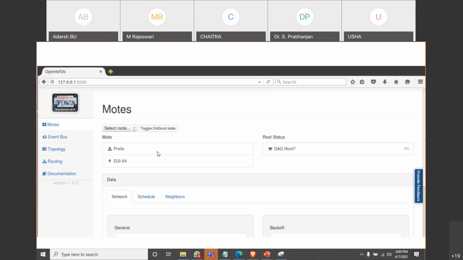I hope everyone is following this. Once you execute the simulation command, go to the browser and enter 127.0.0.1, that is the loopback address, and then colon 8080 is the port number. Since our simulation has started on our local machine, we will get the visualization back in our web browser.